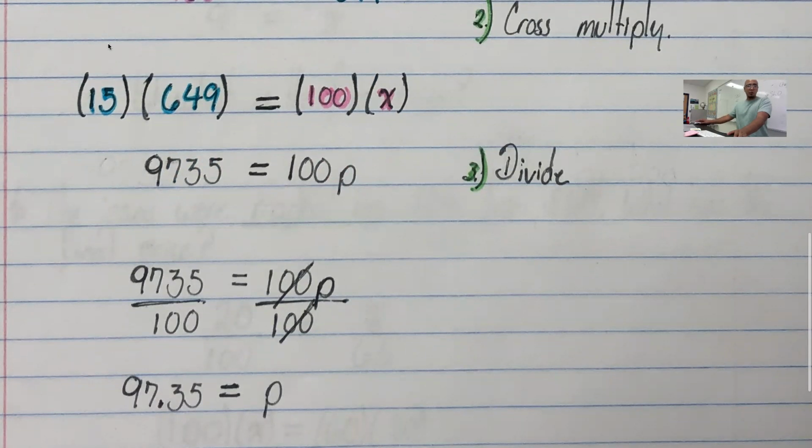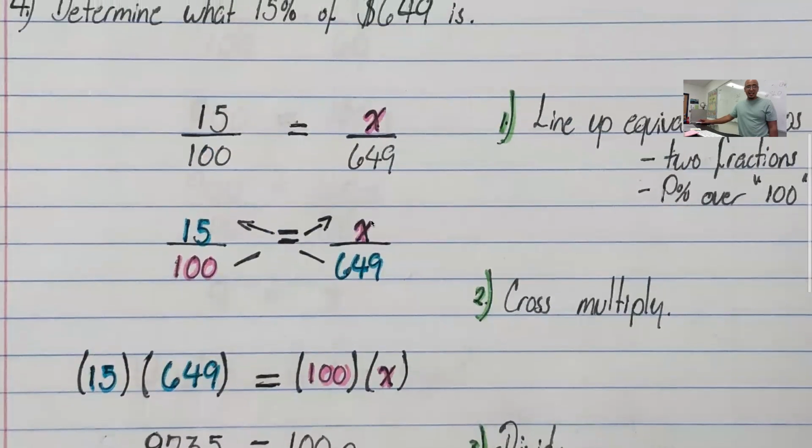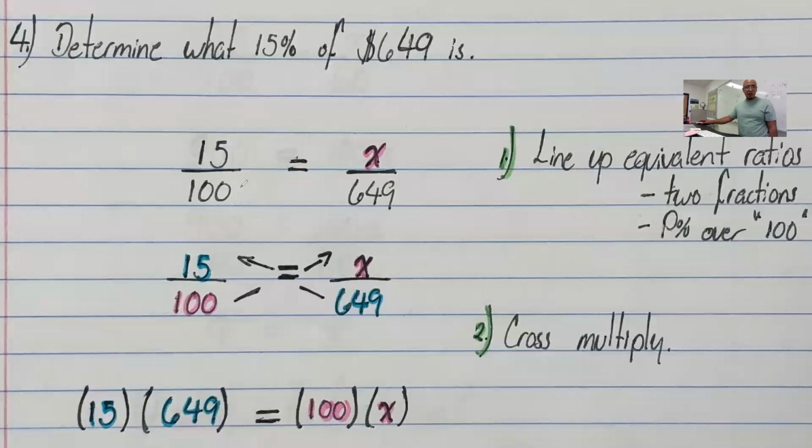and that will give us our part. Notice that 97 and 35 cents is not a percent. That is not over 100. That is simply saying that if my 100%, my total amount is 649, my 15% would be that $97.35.